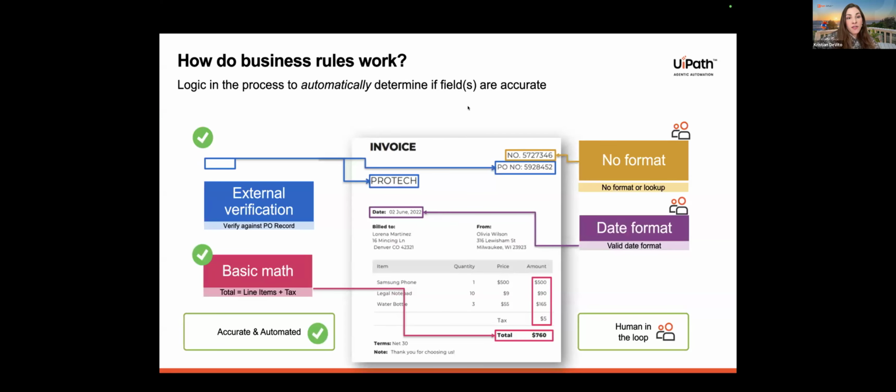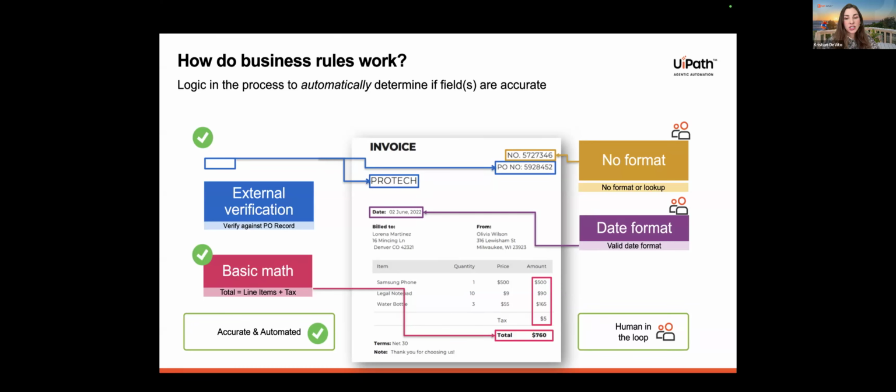We mentioned the concept of business rules. Let's take a look at what some of these could look like. So, some of them could be external verification. So, you're taking a value off one of your documents and comparing it to either another document, potentially an email if you're using Communications Mining, or just one of the many systems that we have integrations to or can do API calls against.